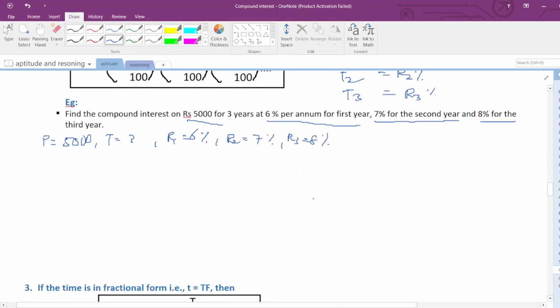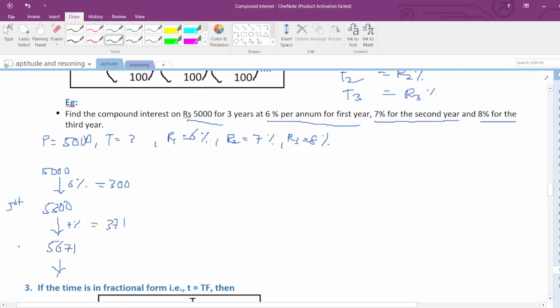Okay, first of all let's try that. First year, 6% interest is added. 1% of 5,000 is 50, so 6% is 300, right? If we add 300, it becomes 5,300 for the first year. Now second year, 7%. So 7% of 5,300: 53 is the 1%, 53 into 7, 7 3s are 21, right? 7 5s are 35, so 371. Now if you add this 371, you will get 5671.